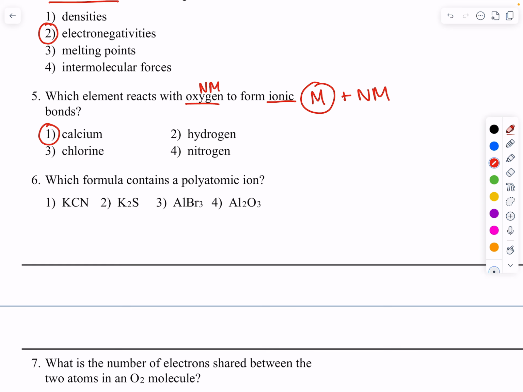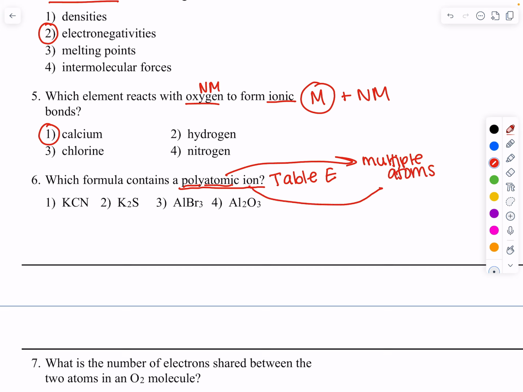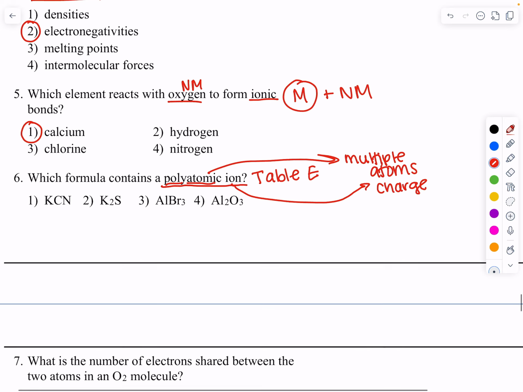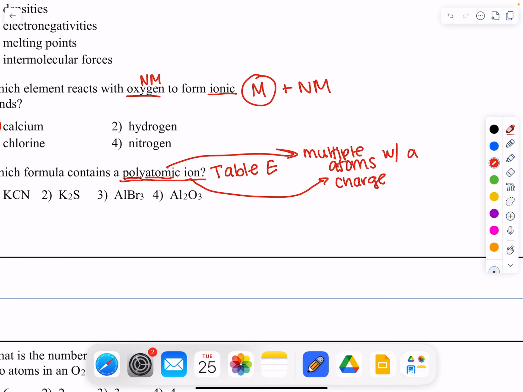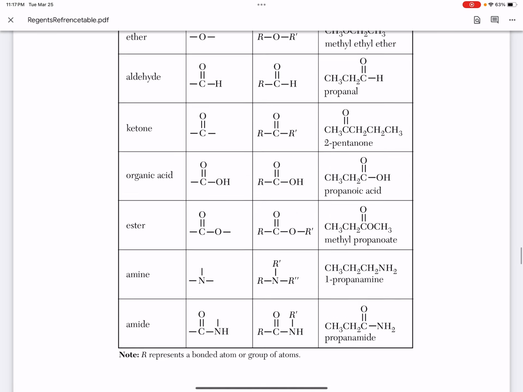Question 6, which formula contains a polyatomic ion? Polyatomic ion, your mind should go straight to Table E. A polyatomic ion: poly means multiple, atomic means atom. Multiple atoms. That's what polyatomic means. What does ion mean? It means charge. So a polyatomic ion is multiple atoms with a charge. Table E shows me polyatomic ions.